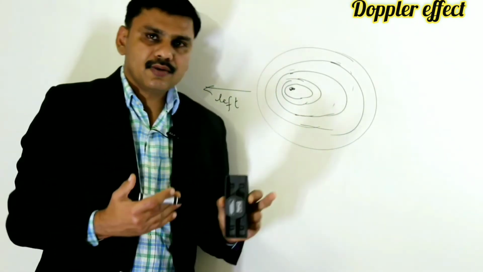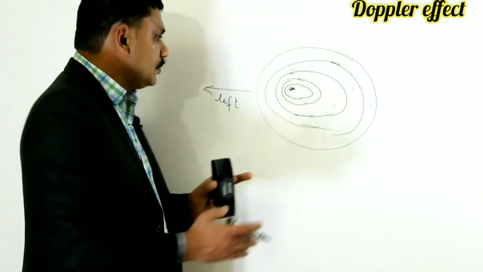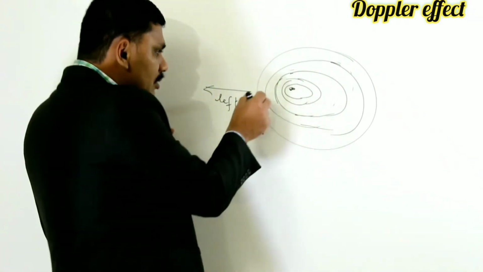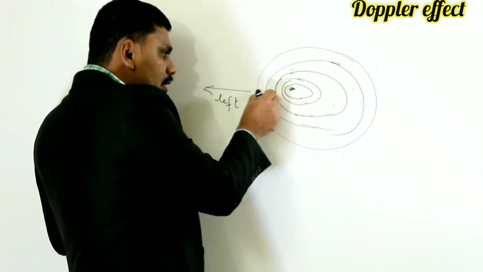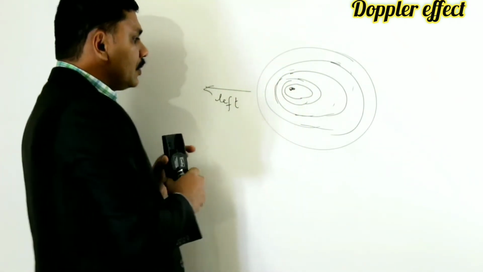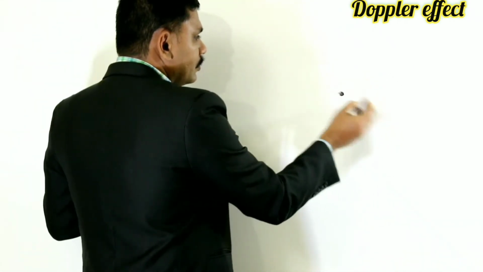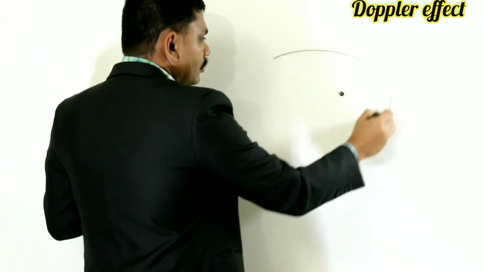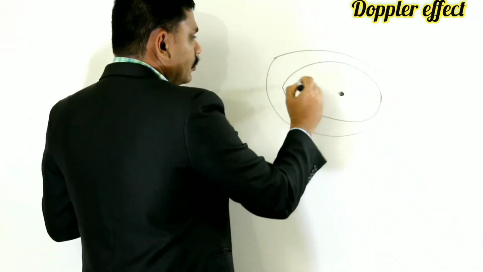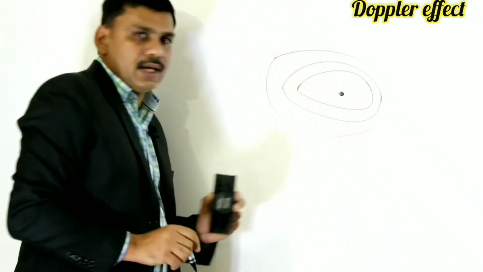So in some questions they are asking in which direction the source is moving. The source is moving towards the left direction, and the frequency is increasing. That means these gaps, these distances are decreasing. When you count, these distances are decreasing. Then the same diagram you can draw like this.